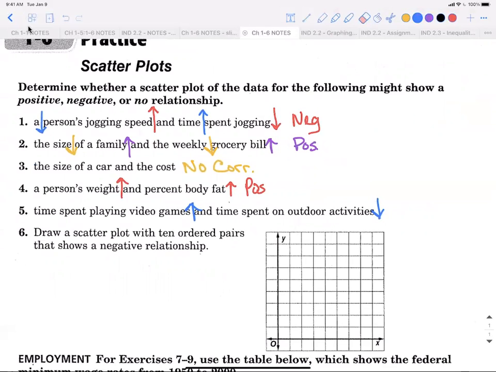All right. Would that be negative or positive? Yeah. You've got one going up and one going down, or one going down and one going up, but either way, they're going opposite each other. So that would be negative.